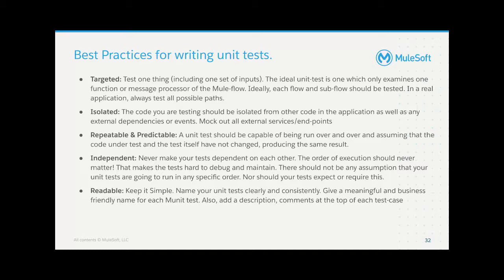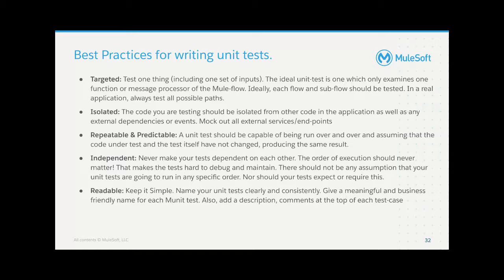Isolated. The code that you will be testing should be isolated from any other areas in the application, all right? And also isolated from any other dependencies or any other external systems. You need to mock everything. You need to mock every external call, either a database or another SaaS system or an API. All of these external components should be mocked up.